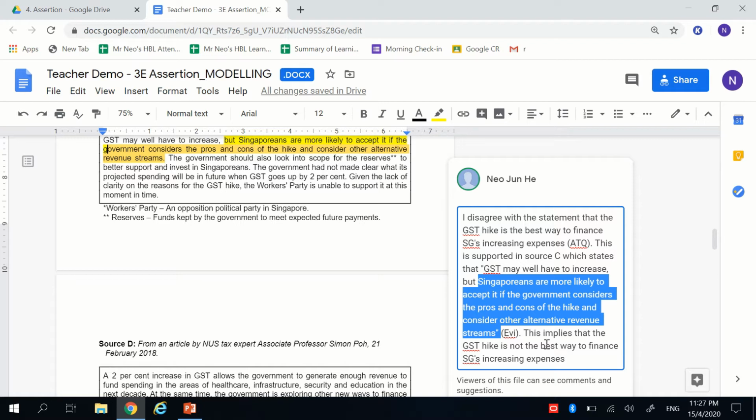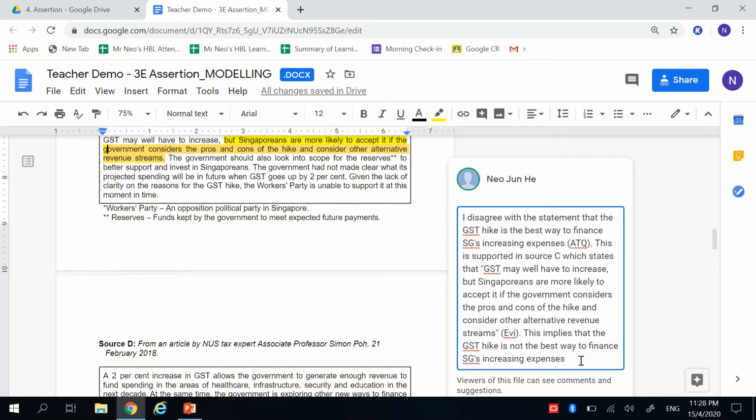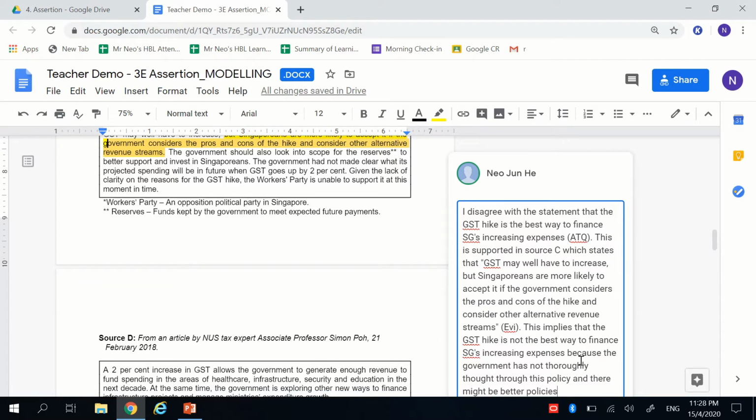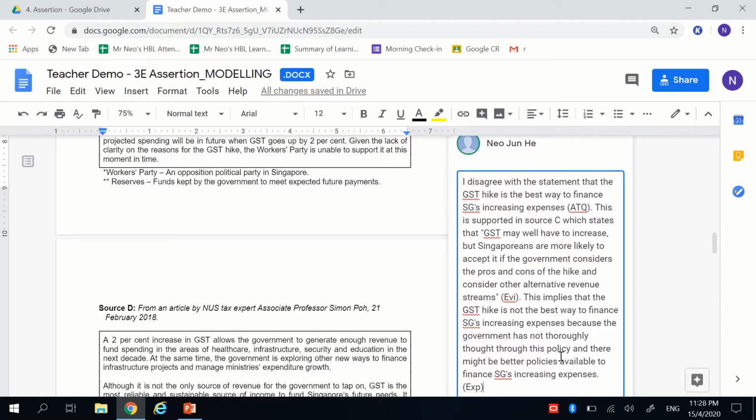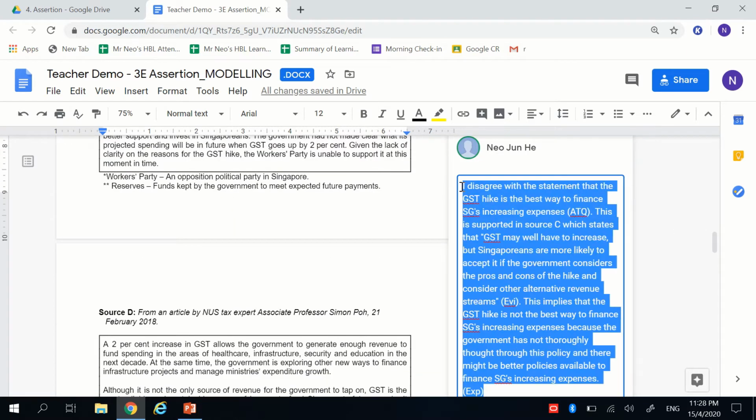Because the government has not thoroughly thought through this policy and there may be better alternatives. There may be other policies out there that could be better used. So let's conclude that way. Because the government has not thoroughly thought through this policy and there might be better policies available to finance Singapore's increasing expenses. I'm trying to say that this is not the best way because the government has not explored the other options. There could be better ideas out there.